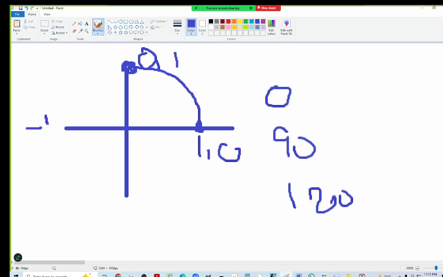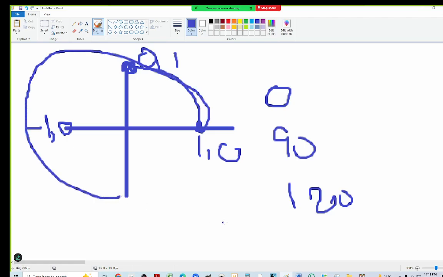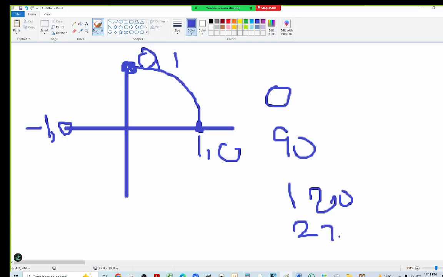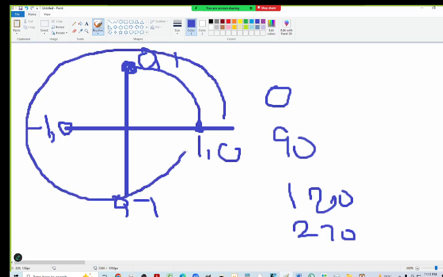So I want you to be able to reproduce this on a test. And finally, if I go to 270, what's the point there? It is 0, -1. And then there's one last one that's tricky. It comes all the way 360 back to the same point, okay? So that means 360 has to be in here too.